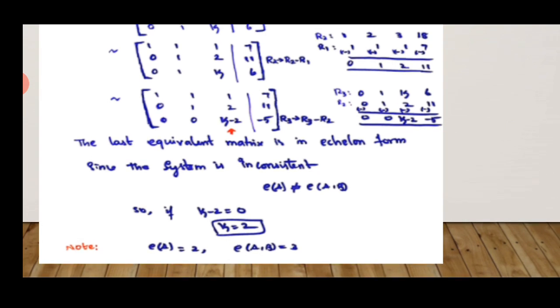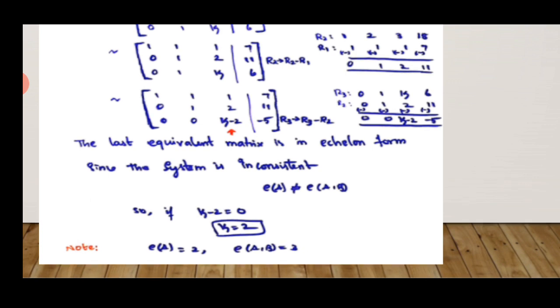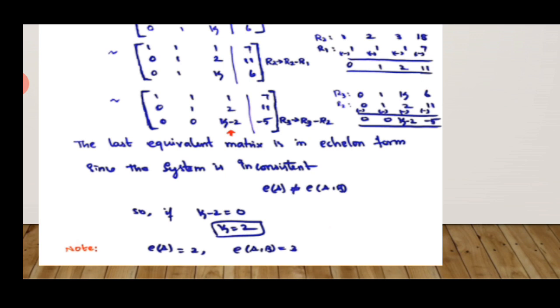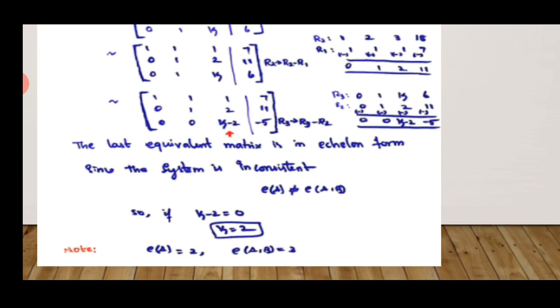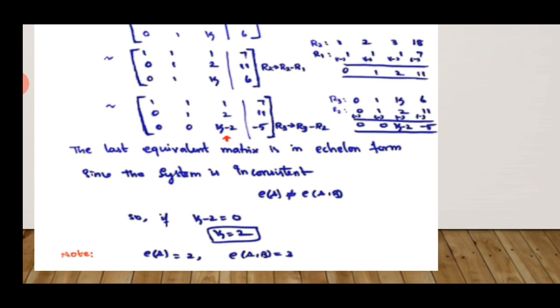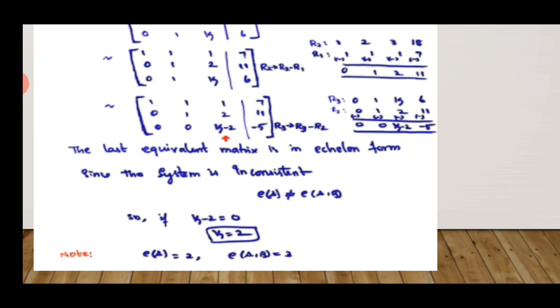And now the second row, okay. In the third row, the first place we got 0, but the third row second place also we have to make 0. In the second row we have 1 there, so it is very easy to do that calculation. So R3 implies R3 minus R2. R3 entries are 0, 1, k, 6, and R2 entries are 0, 1, 2, 11. Now change the sign, because it is R3 minus R2, so change the sign of the R2 values. Now subtract: 0 minus 0 is 0, 1 minus 1 is 0.